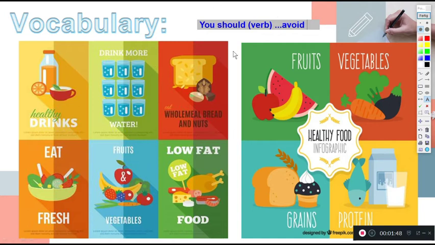Okay? You should avoid low-fat food. Oh, sorry, in this case, you should eat low-fat food. Deberías comer comida baja en grasa, low-fat food. What else? Now, here we have the most important food that we need in our body to keep healthy. In this case, we have fruits, vegetables, grains, and protein.